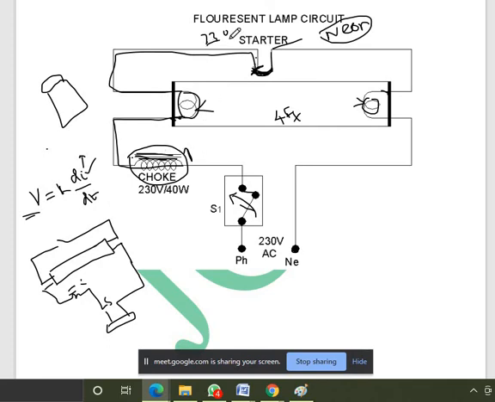So here 230 volts is applied, and the starter gets the reduced voltage, around 100 volts or below, because some voltage is dropped in the choke. At that time, with the voltage reduced in the starter, the neon ions decelerate. It will reduce the temperature in the neon gas area of the glass tube.